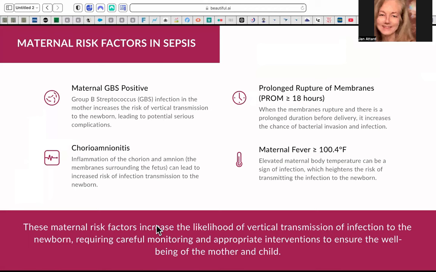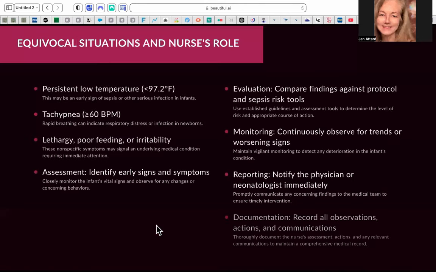When I say vertical, what does that mean? Okay, it means up into the uterus, from the outside. Lots of bacteria, lots of things that can potentially cause increased harm to that baby.